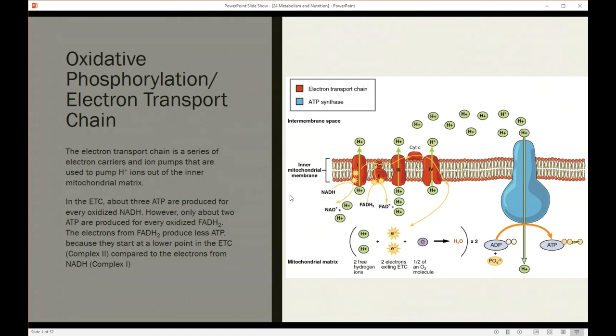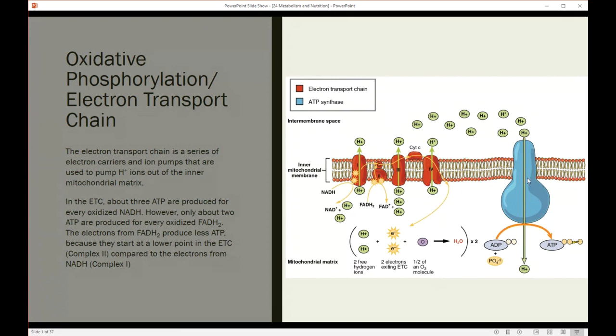So the electron transport chain is just a series of electron carriers, okay? And then ion pumps. They're used to pump these hydrogen ions out of the inner matrix of the mitochondria. So here's the mitochondrial matrix. This is our intermembrane space, okay? And so we're pumping and pumping. And we're creating a concentration gradient. We're concentrating these hydrogen ions up here.